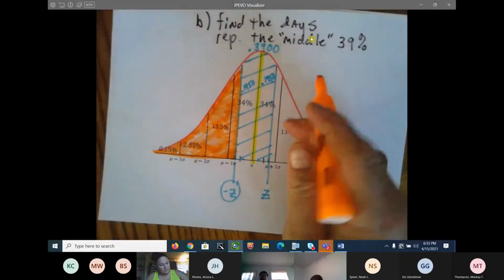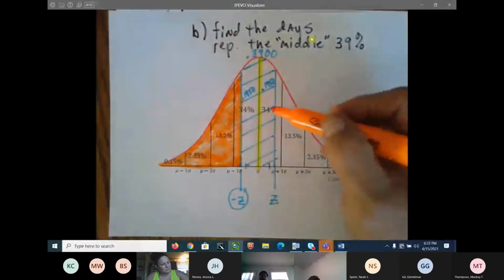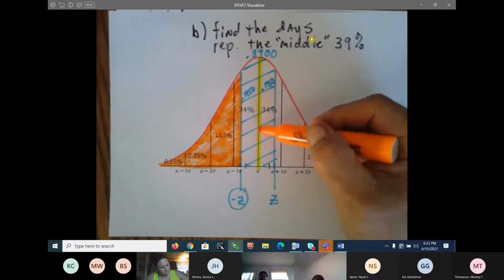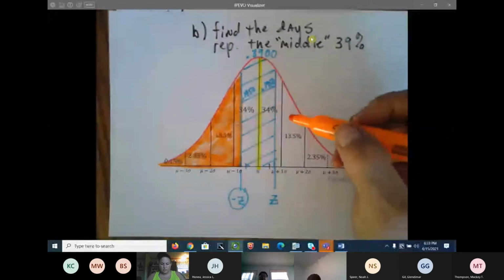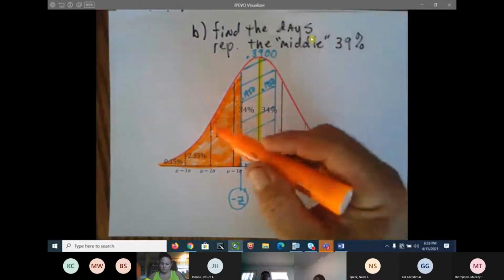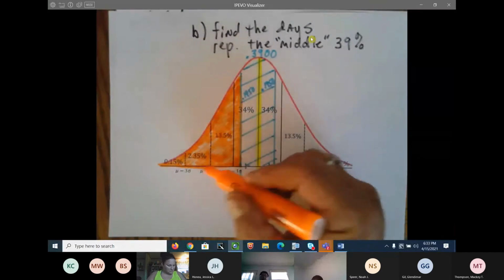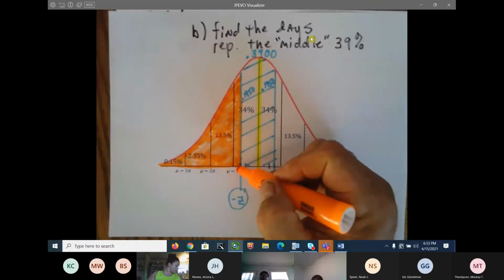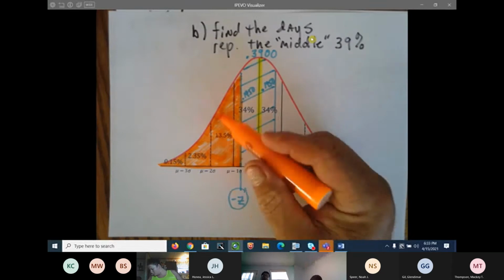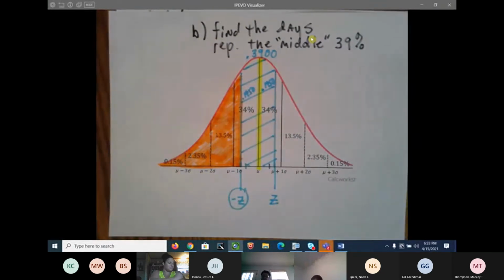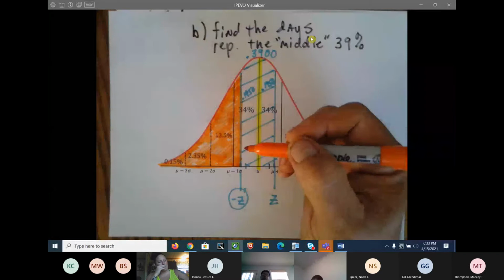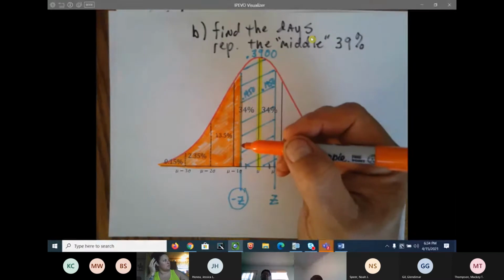Now, let me ask you a question. Does everybody agree that the yellow line represents 50%? Does everybody agree with that? Agreed. Okay. Can we get the area of the orange using our calculator? Yes. Because we know that the orange is equal to, somebody tell me what the orange is equal to. 0.30 what?